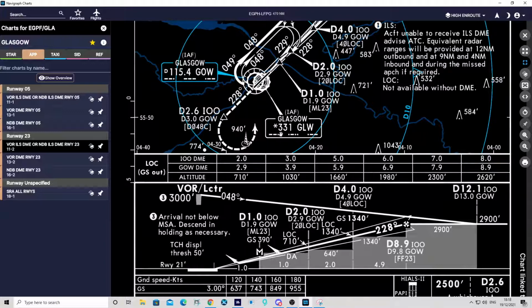So you do these instead of using the glide slope. That's what a localizer approach is. That's what a VOR approach is. You use lateral guidance and then you determine your glide slope yourself coming down.